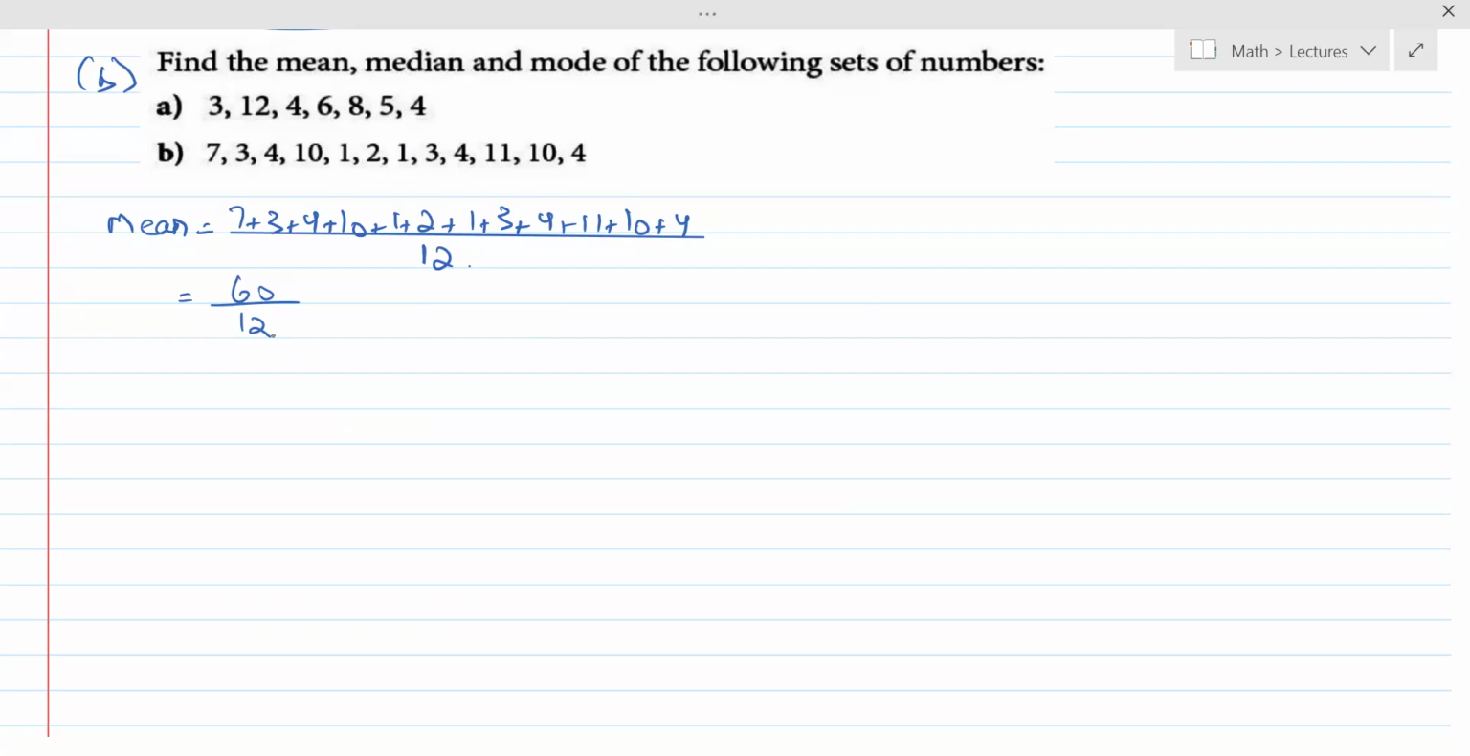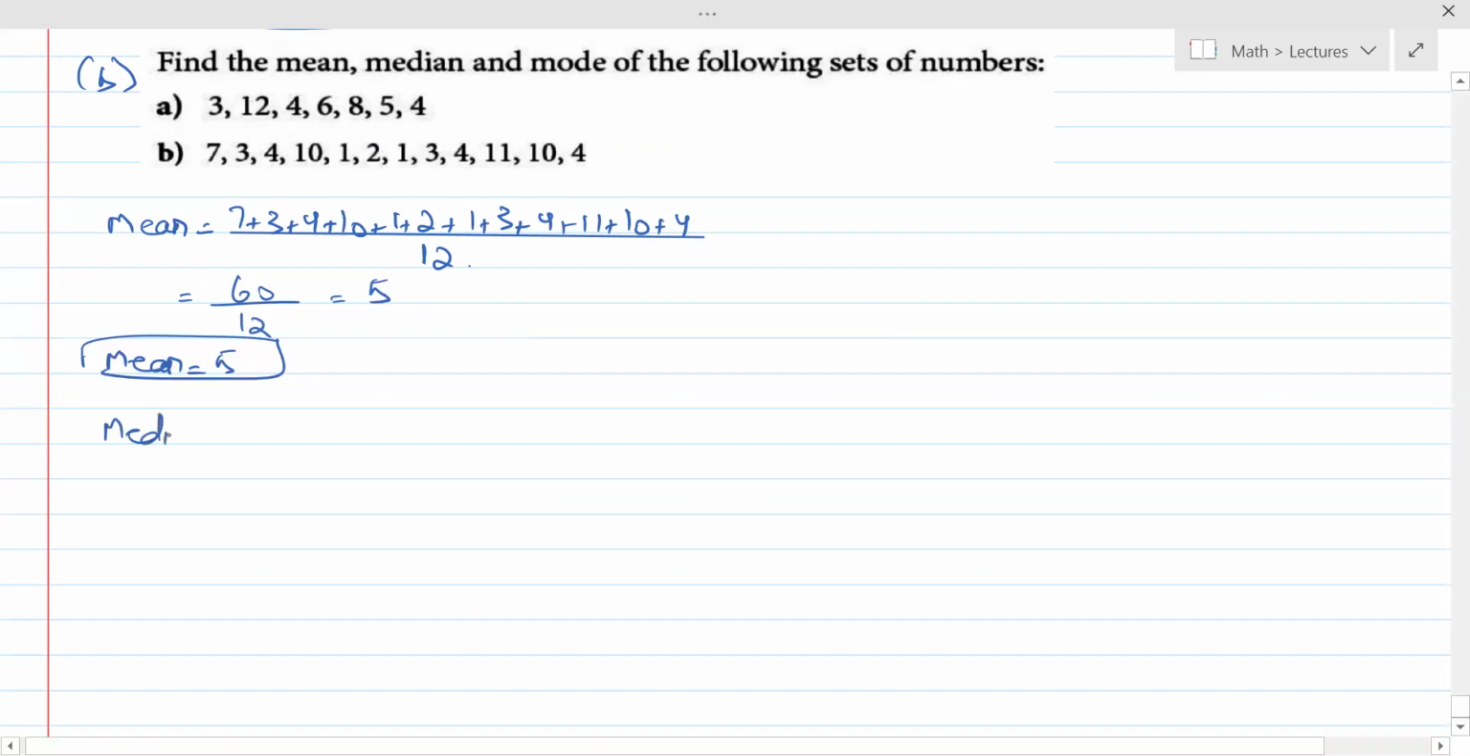That gives us 5. So we get the mean as 5. For finding the median, we have to arrange the data in an order, and we'll do the same practice here. As we arrange the numbers in an order, we keep on cancelling the numbers as well, so that we do not miss out any numbers.